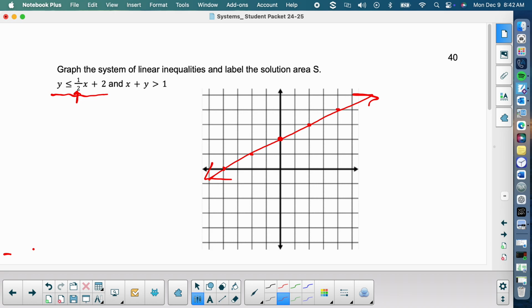3, how do we shade? Okay, the most common one is 0, 0. It can be any number though. I don't want you guys to think that 0, 0 is the only possible choice. 0, 0 is just the most common. 0 less than or equal to 2, which is true. Okay? And so am I gonna shade above or below on this line?